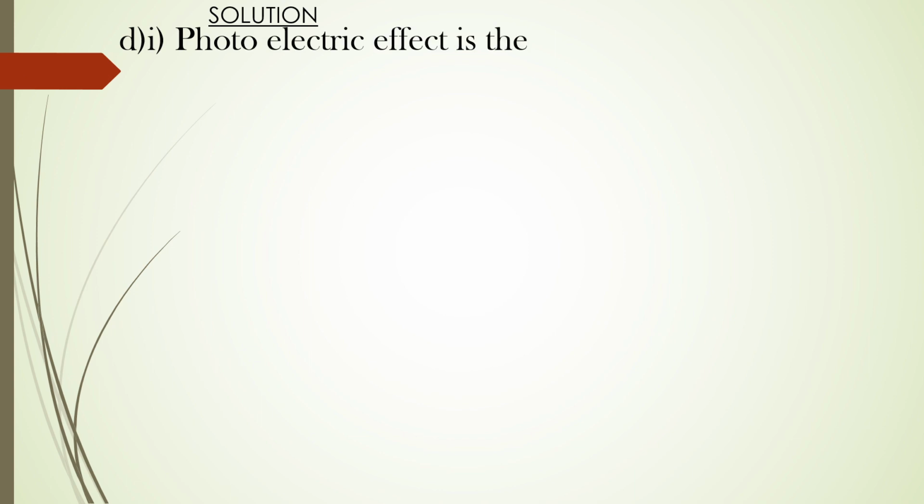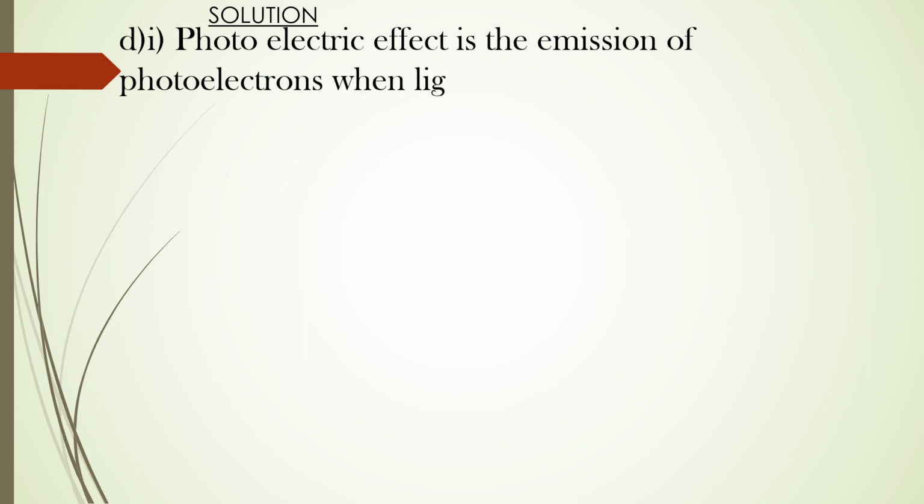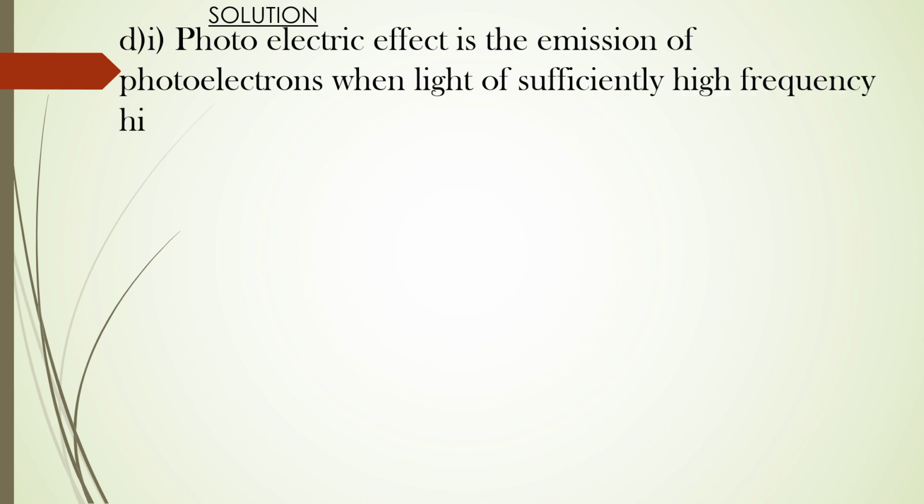is the emission of an electron from a clean metal surface when light of sufficiently high frequency hits its surface. So photoelectric effect is the emission of photoelectrons when light of sufficiently high frequency hits a clean metal surface. If the light does not have a sufficiently high frequency, no electron will be emitted.